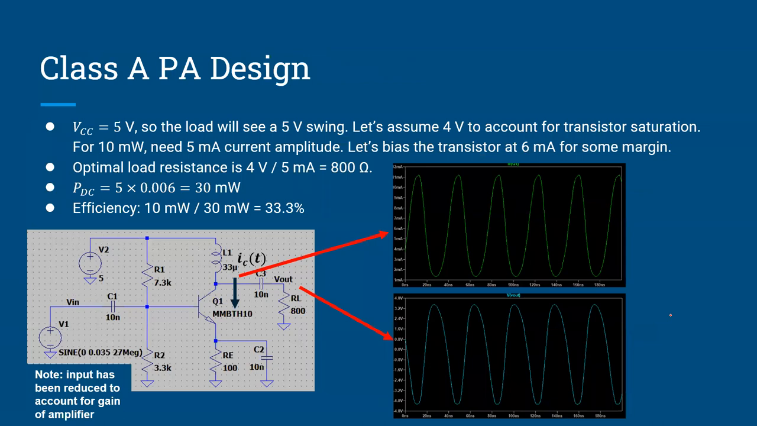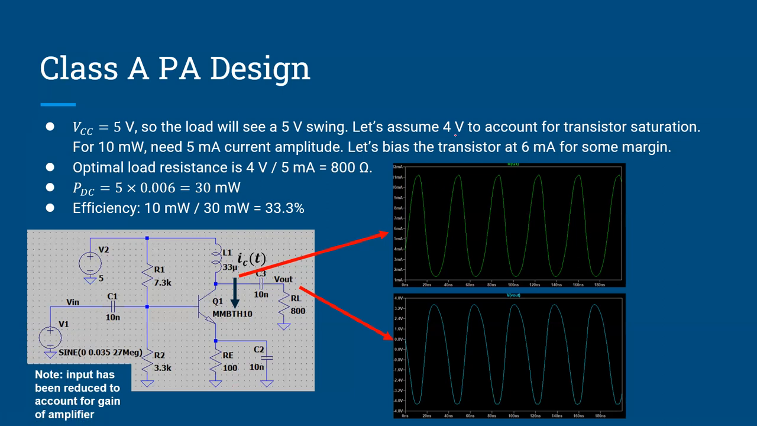Well, given all of that, let's try designing one of these and see what happens. VCC is 5 volts as before, so the voltage amplitude across the load would be plus or minus 5 volts. However, let's assume it's going to be 4 volts, to account for the saturation voltage of the transistor and also the finite voltage drop across this resistor here. But remember that this resistor is just used for DC biasing purposes. It's not for gain or anything.